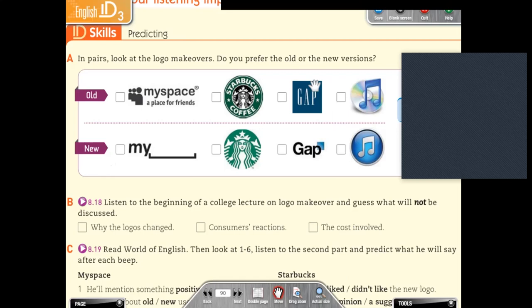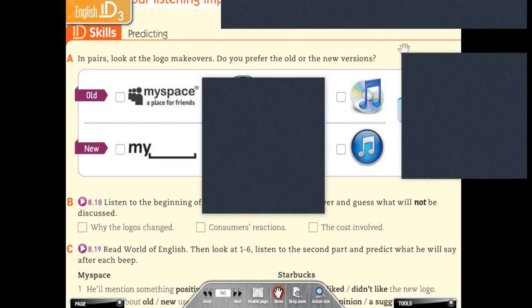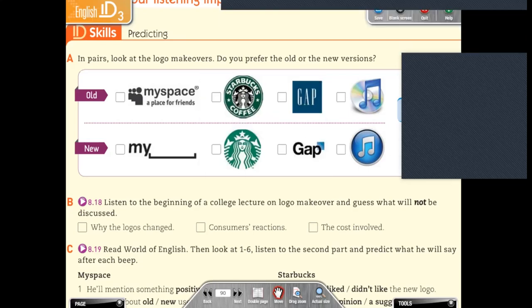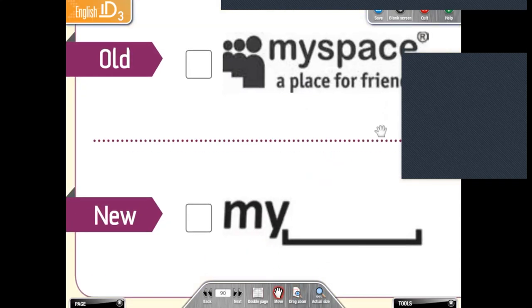Someone who can actually open the microphone. Gabriel Ernesto, can you unmute your microphone? Gabriel. Let me see the chat. Oh, you can't. Okay, but leave me your opinion. Which logo do you prefer? The old MySpace or the new one?